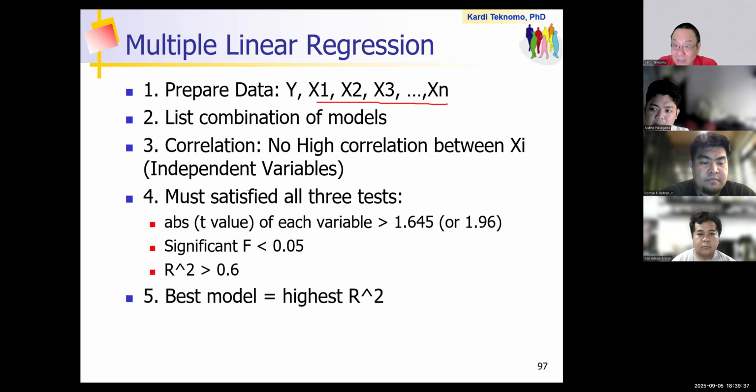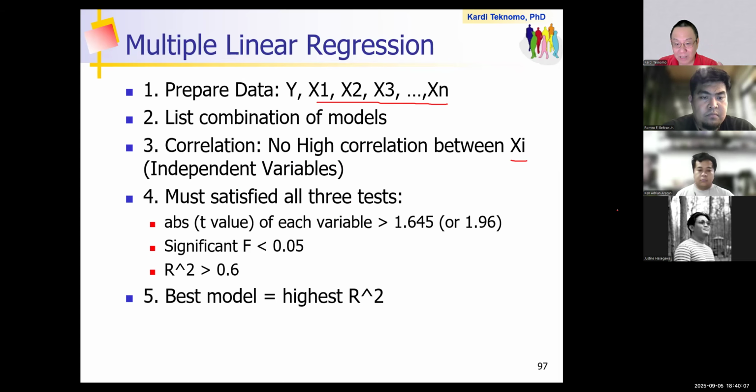So, test the correlation. Number one, you list down the combinations of all the models, and then you check the correlation between X. There should be no high correlation between X. Then of course you need to test using t-value, f, and r square, and the best model is the highest r square that you don't reject. So take the feasibility of the combinations first.